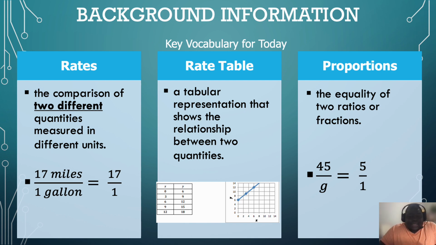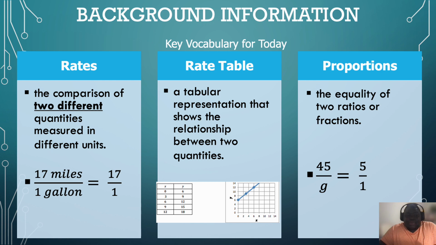So for rates, look at the example. We have 17 miles to 1 gallon. And that's a real world problem because some of you are getting ready to learn how to drive, and your car might get 17 miles to the gallon. When you see that, or 17 mpg, that's what that means. So go ahead and write that down.